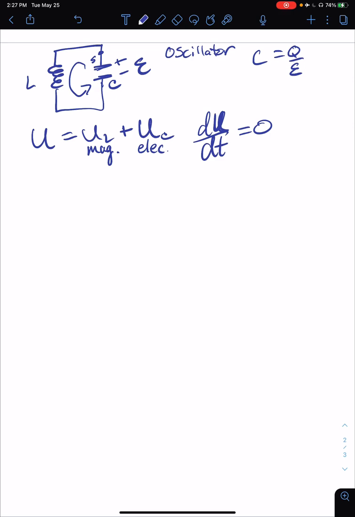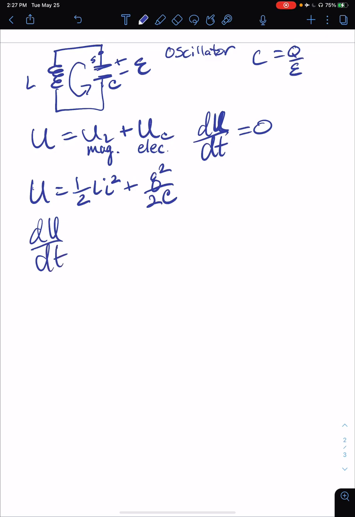That would make total energy, for a capacitor, no, for an inductor, 1/2 L times i squared, and i is a variable in this case. That's why it's lowercase i, plus 1/2 q squared. Ooh, wait, let's write it differently. q squared over 2C. It's 1/2 q squared over C, but q is also a variable in this case.